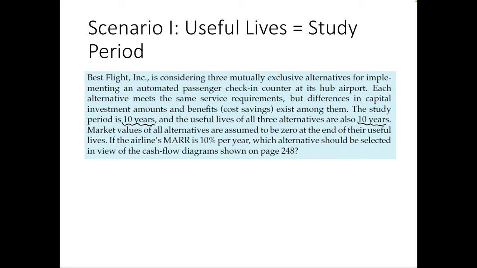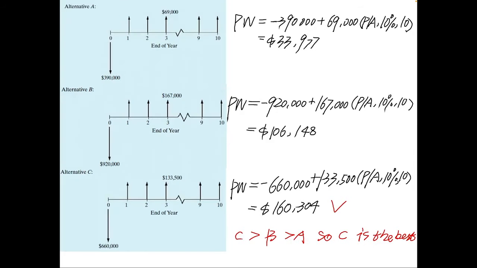But there are differences in capital investment amounts, like how much you pay for each of them, and benefits, like how much you can save. The study period is 10 years, and the useful lives of all 3 alternatives are also 10 years. So this is an easy case. Market values of all alternatives are assumed to be 0 at the end of their useful lives. So after they're done with their work, you don't sell them to any secondhand market. If the airline's MARR is 10% per year, which alternative should be selected in view of the cash flow diagrams shown on the next slides?